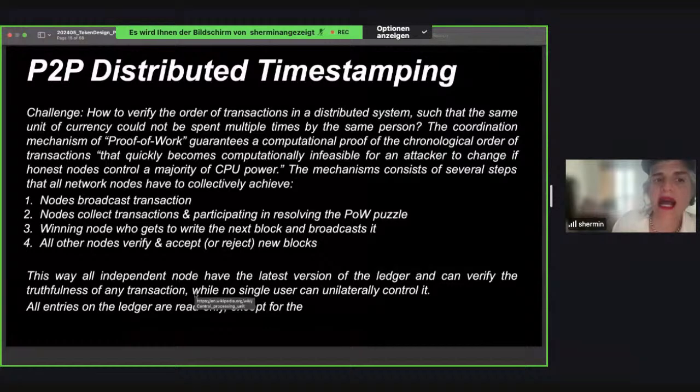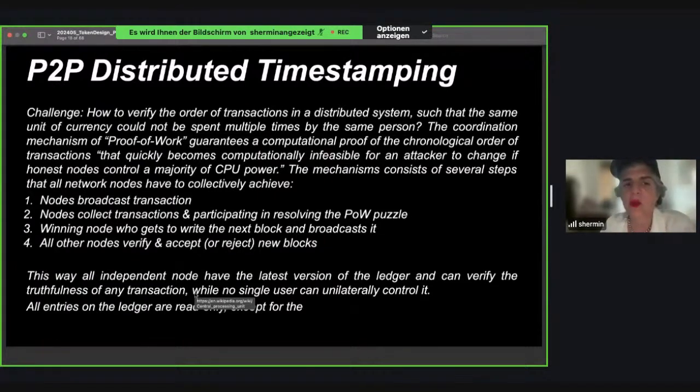Here, the challenge was how to verify the order of transactions in a peer-to-peer network so that the same unit of currency could not be spent multiple times by the same person. For that, proof of work was very useful because it guarantees a computational proof of chronological order of Bitcoin transactions that quickly becomes computationally infeasible for any attacker to change.